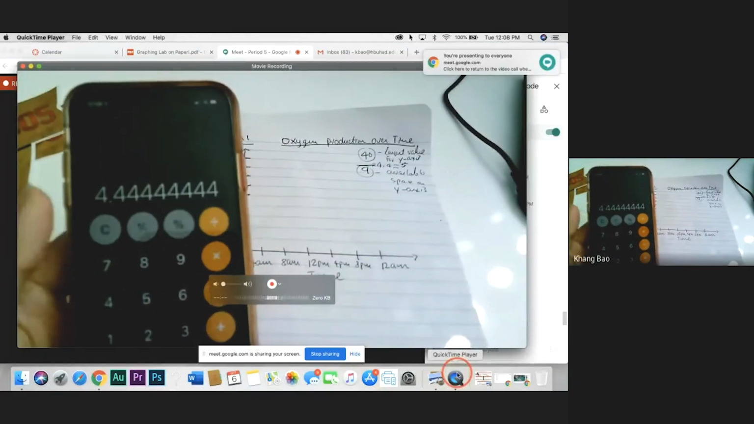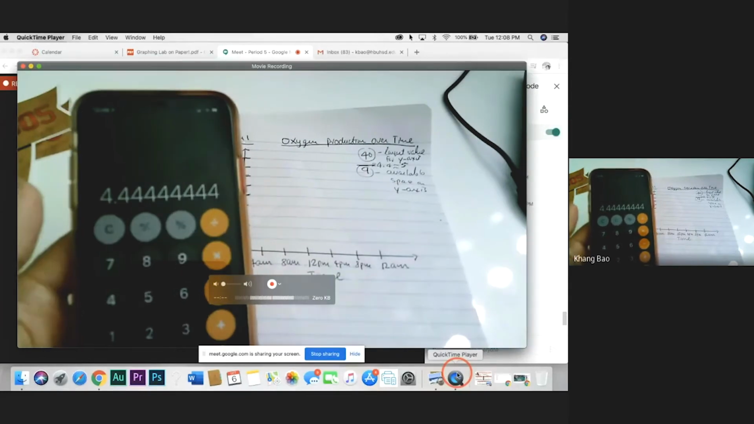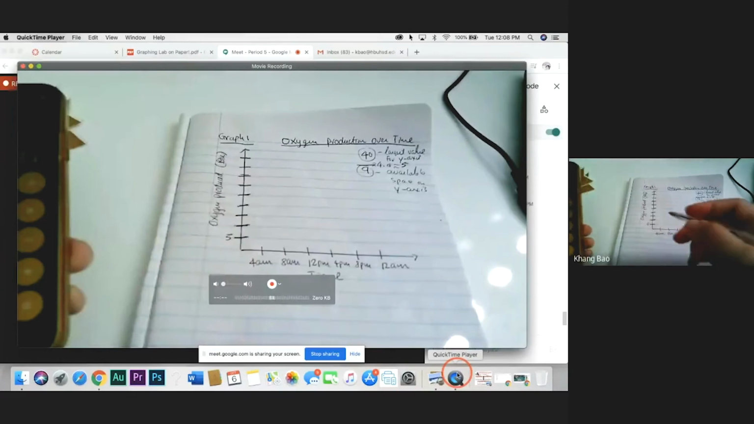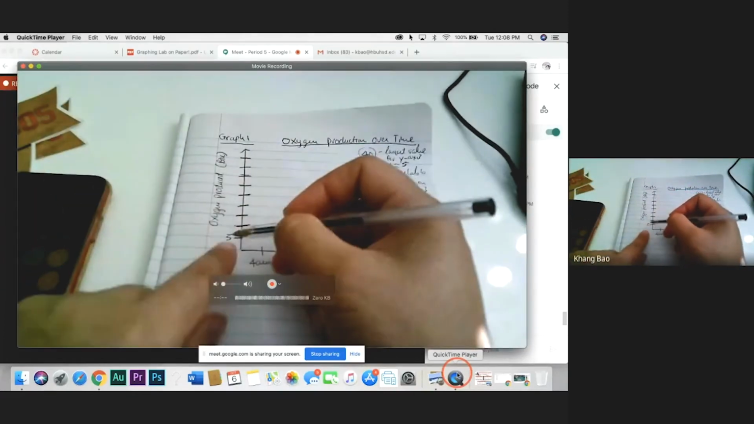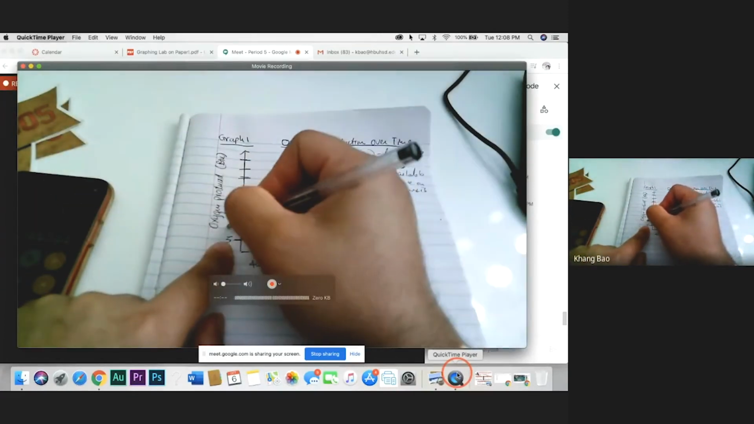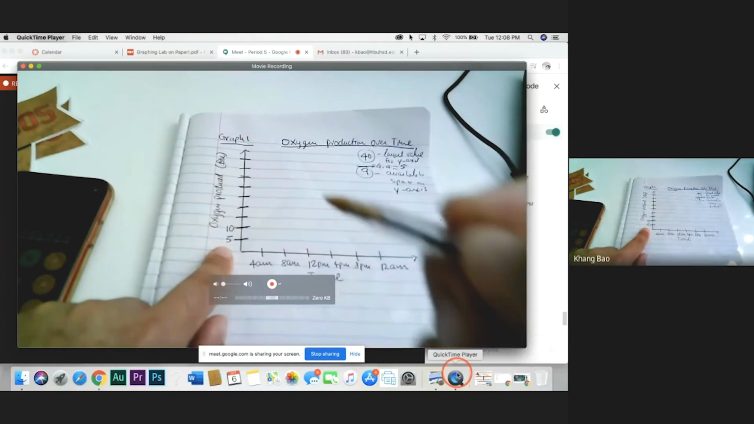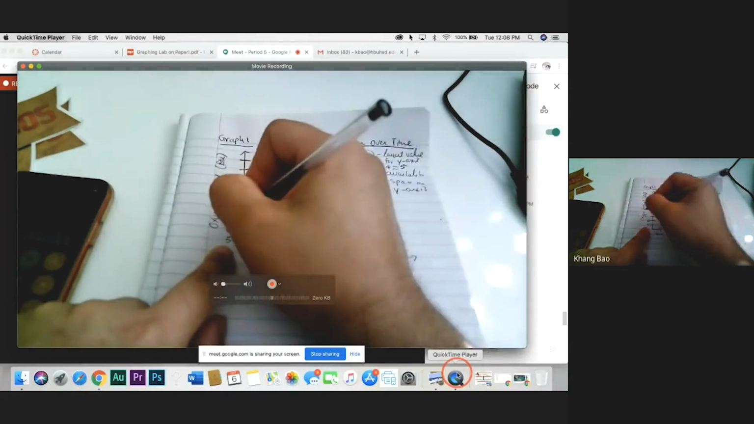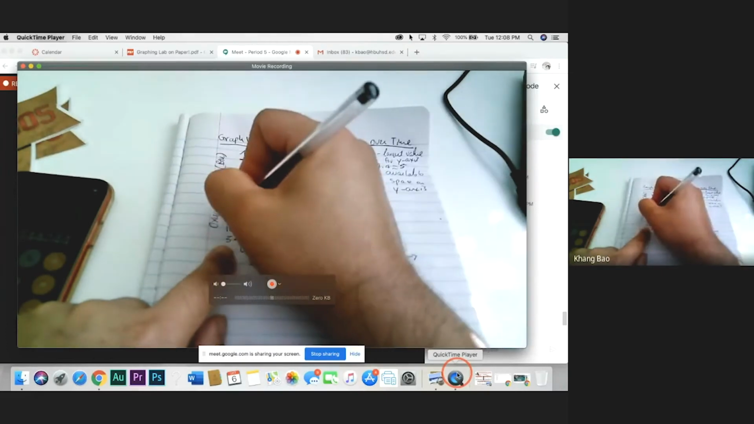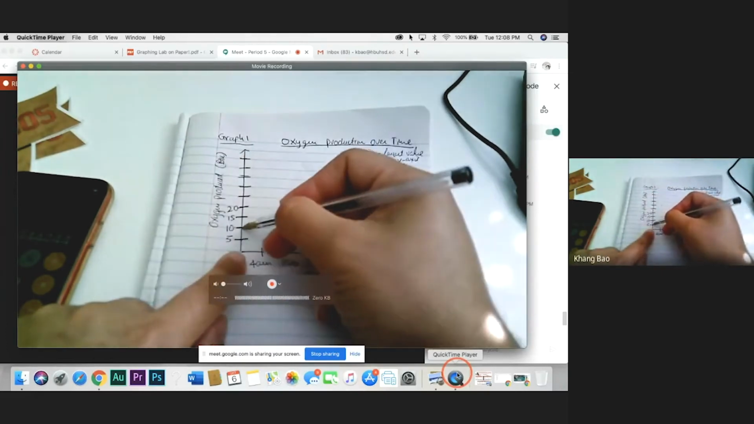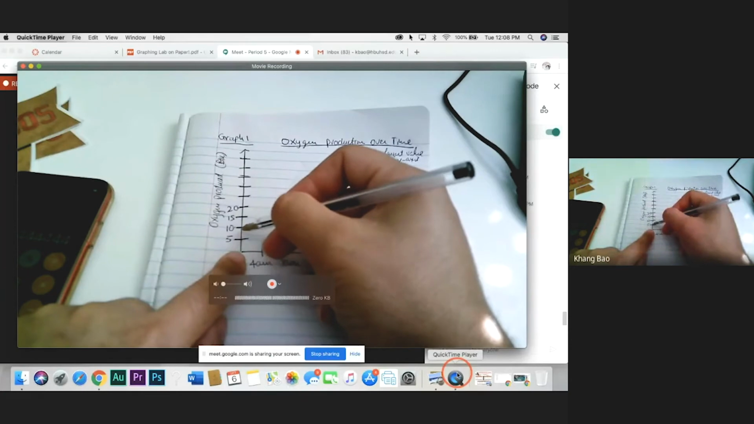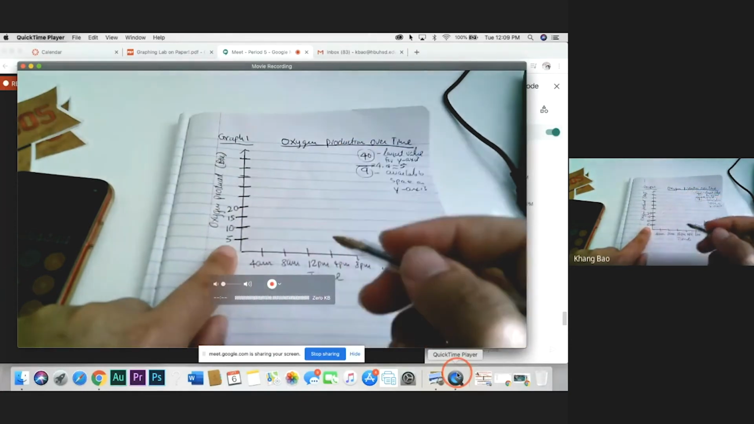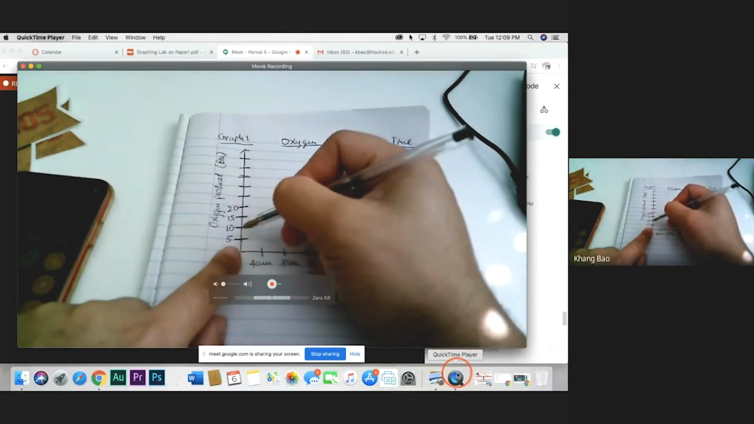4.4, nearest whole number, you can go 4 or you can go 5. I'm just going to go 5. So if I say this is 5, that means this is going to be 10, 15, 20. You guys see the scale is the same, right? Every space will be 5. So if yours is 4, that means every space is going to be 4.